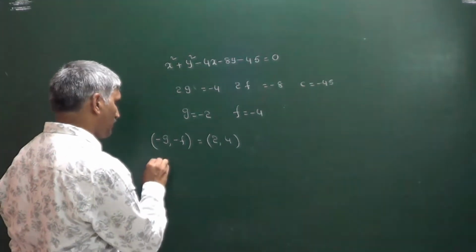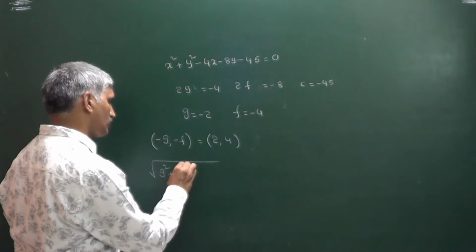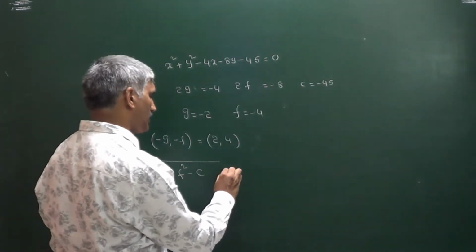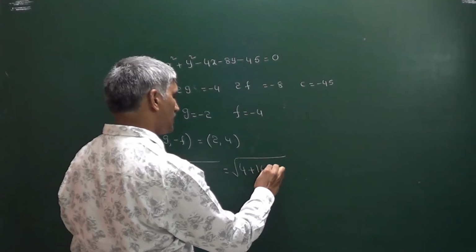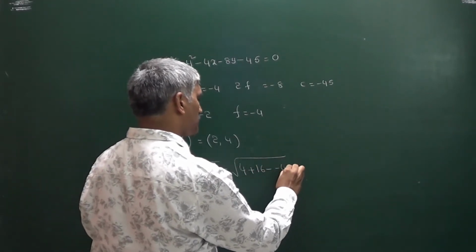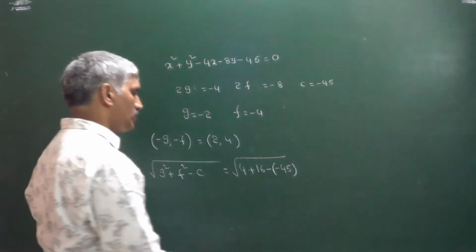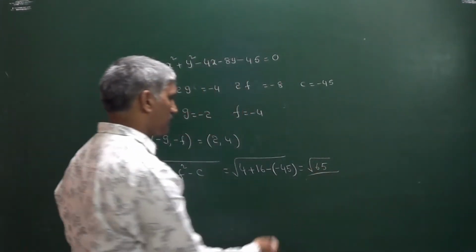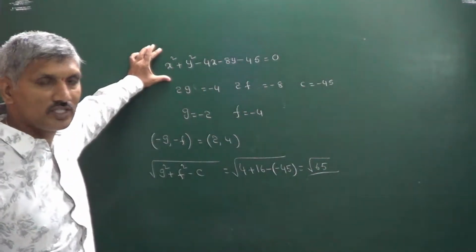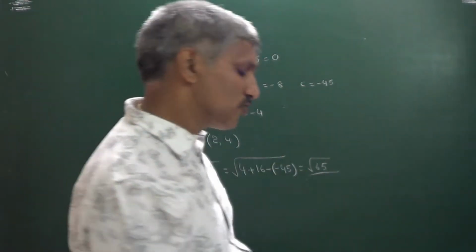And the radius is given by square root of g square plus f square minus c, that is nothing but 4 plus 16 minus of minus 45. So that is nothing but 20 plus 45, you will get under root 65 is the radius for the circle, right? So the center of this circle is 2 comma 4, radius is equal to root 65.